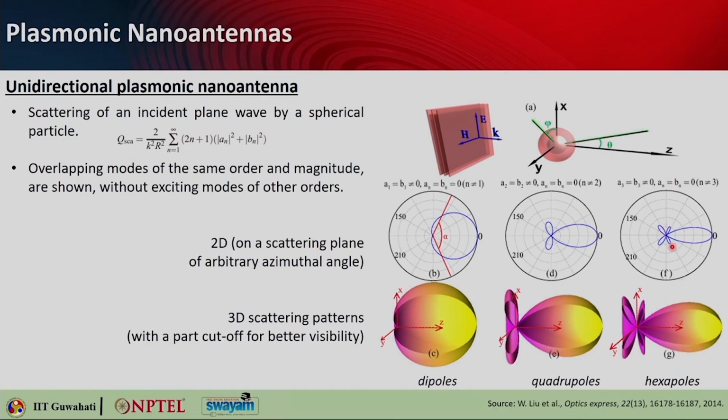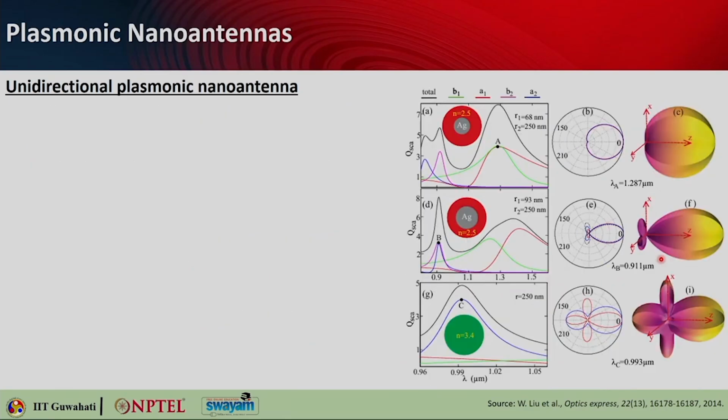Now when you go to higher order modes like hexapoles or octopoles, that is, a_3 and b_3 are non-zero and the remaining are zero, you can make it more directional, but there will be some scattering losses because the side lobes come out. So this tells us that there is a possibility of achieving unidirectional scattering.